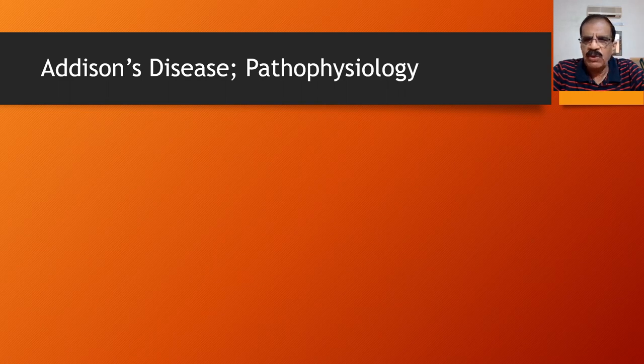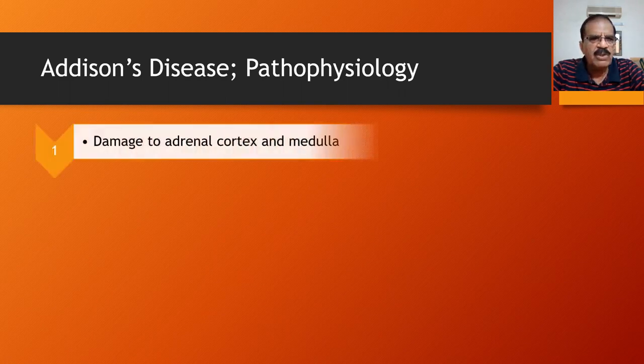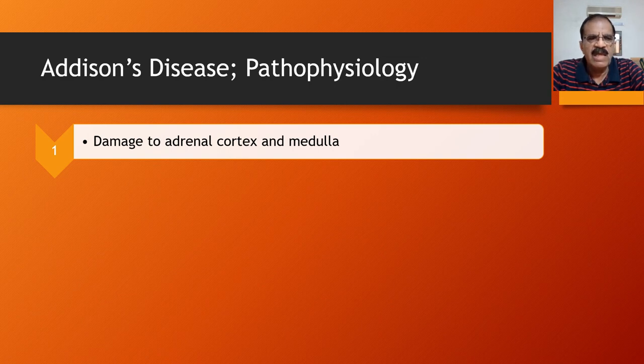So pathophysiology: like many other hormonal diseases, first of all, there has to be some reason for the damage. As I said, it may be autoimmune disease, or tuberculosis, metastasis, hemorrhage, or trauma. Or sometimes it is just not known. We don't know why the adrenal gland is damaged. So first, there has to be some physical damage to both the adrenal glands.